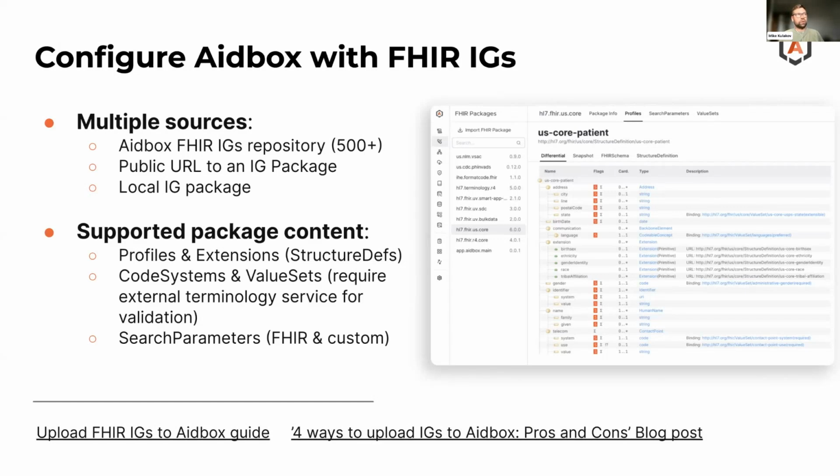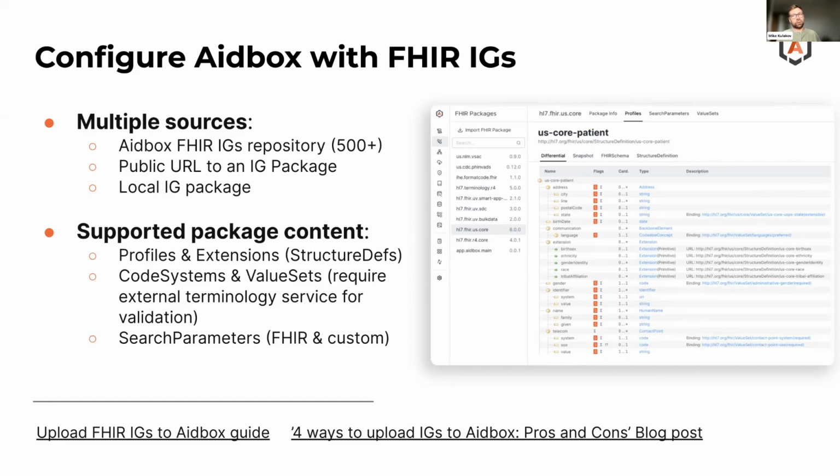We have introduced multiple ways to configure Aidbox with FHIR implementation guides. So basically, as you know, an IG contains FHIR artifacts, including profiles and extensions, code systems and value sets, search parameters, and others. Right now, Aidbox doesn't require you to specify static packages outside of Aidbox as it did before. Right now, it allows you to do it from the Aidbox UI with no Aidbox restart.